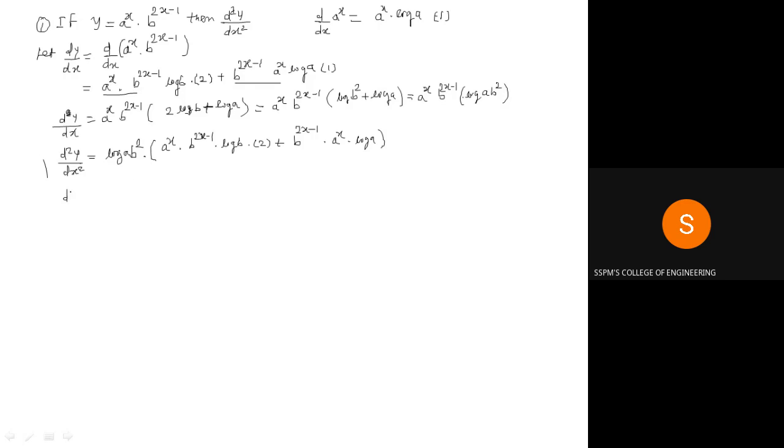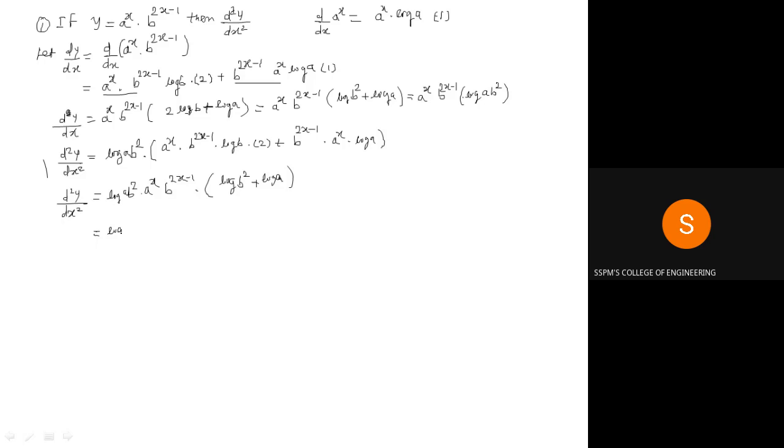Take it outside. That is d square y by dx square is a raised to x b raised to 2x minus 1 into. So between these two, what is common? A raised to x into b raised to 2x minus 1, and the remaining is what? Log of b into 2 means 2 log b, and 2 log b is log of b square. So I will write here directly log of b square plus log of a is there. And by the first law of log, log a plus log b is log of ab square. So you will get log of ab square.